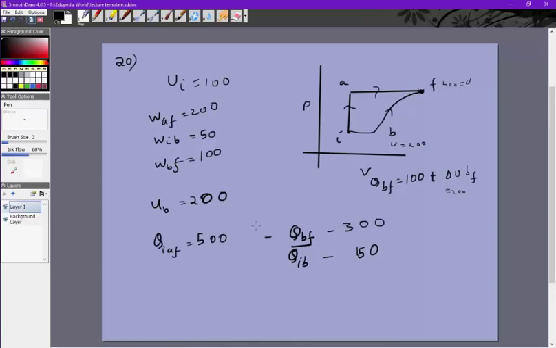There are many different ways you could go about it. Just apply Q is equal to delta U plus W across any 2 points. Q and W depend on the path, U just depends on the initial and final points. So the ratio of these two will be 300 by 150, which is 2. So the final answer is 2. Thank you.